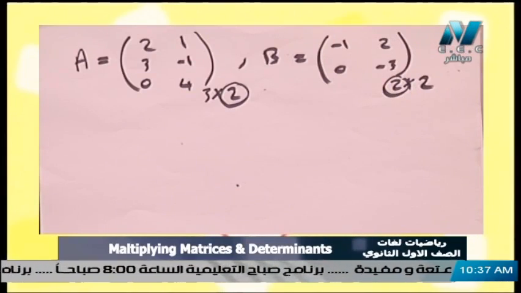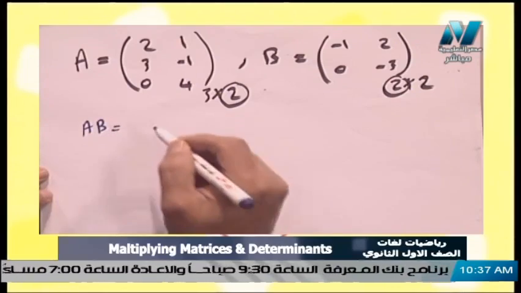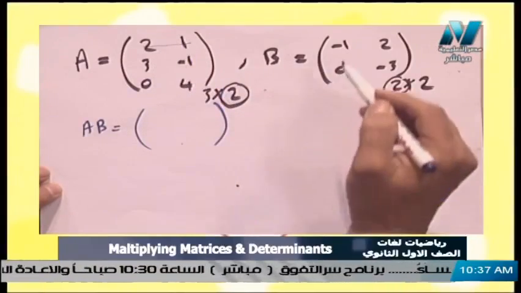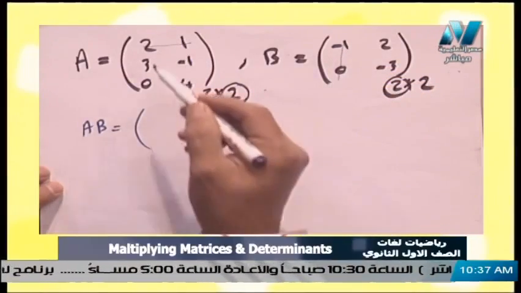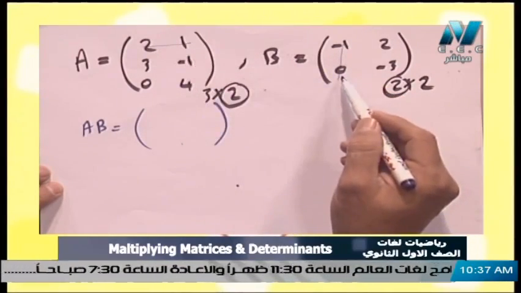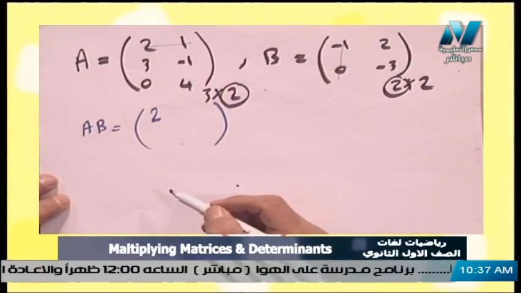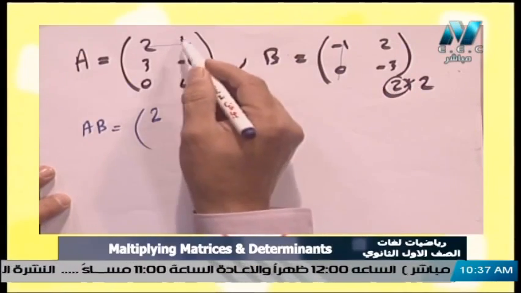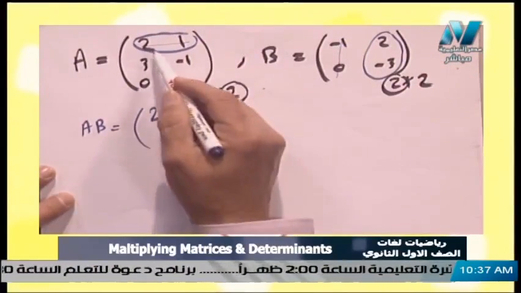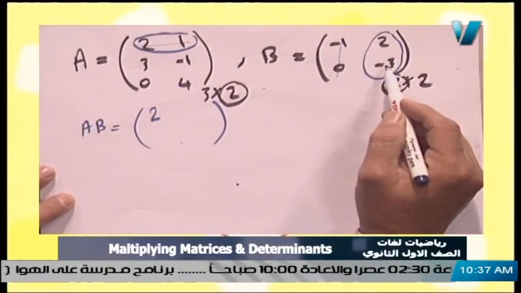To find the result of multiplying A by B, we just write AB equals. First you multiply 2 and 1 by negative 1 and 0. 2 multiplied by negative 1 equals negative 2, plus 1 multiplied by 0 equals 0. Negative 2 plus 0 equals negative 2. And we also take the same row multiplied by the second column. 2 times 2 equals 4, and 1 times negative 3 equals negative 3, so it's 1.